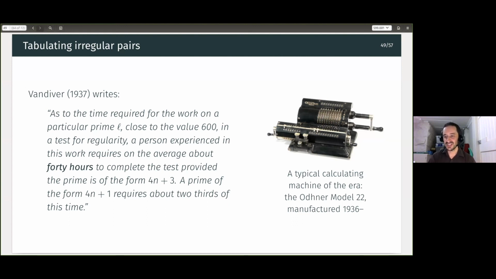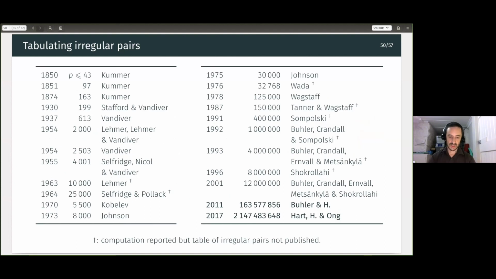And it's fascinating that with modern algorithms, we see the same kind of things happening. Certain congruence classes of primes admit various speedups, which is very important in practice. So here is a table of computations of irregular primes. This is a problem that's been revisited many times over the years.